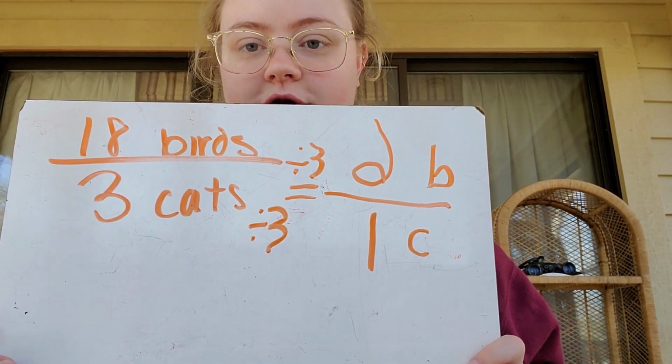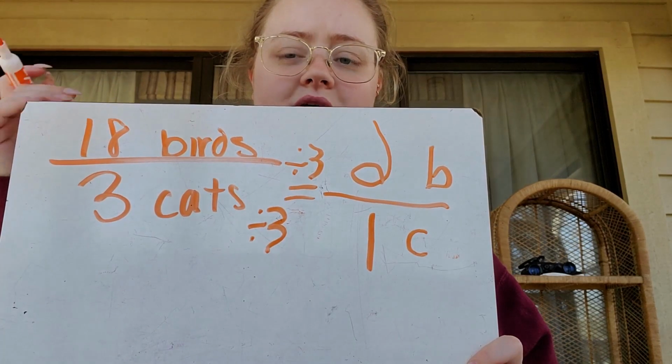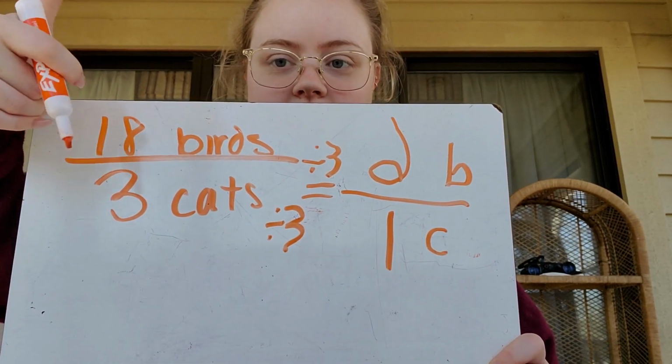6 birds for every 1 cat. And that is how I make a unit rate. Okay? You good with that?